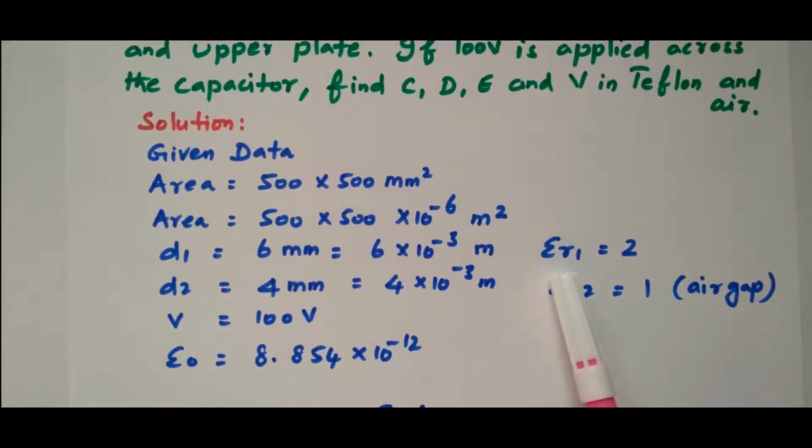So the epsilon r1 is given as 2 for the Teflon. The epsilon r2 will be 1, that is air gap. For air gap, the value will be 1, right? The applied voltage is 100 volts. Then epsilon naught, absolute permittivity, is 8.854 into 10 to the power minus 12. That we know is a constant. So by using this, we will find the values one by one. First we will find the capacitance.